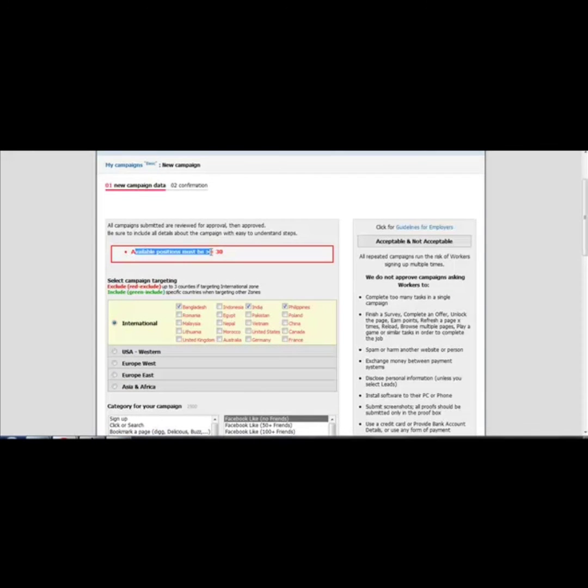Available positions must be over 30. Okay, this is pretty tricky. So what you need to do is make sure your available positions are over 30. So this is going to cost me about $4. Okay, so I'm going to click on submit campaign.